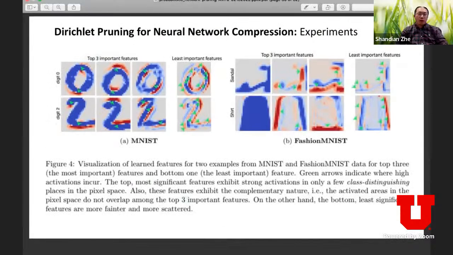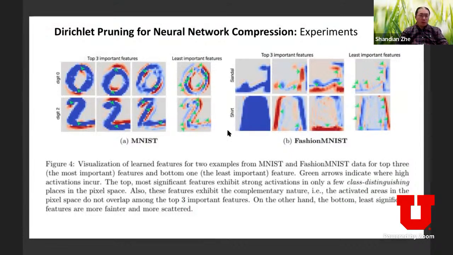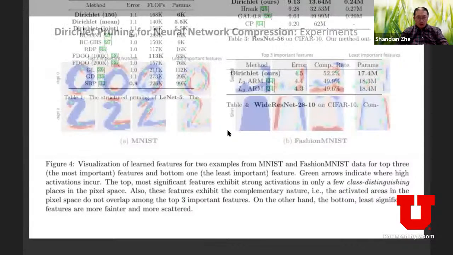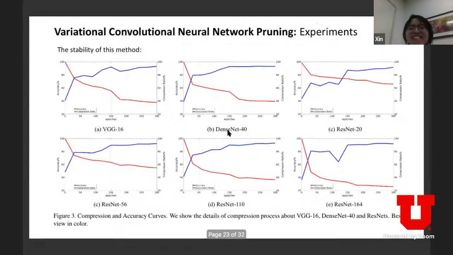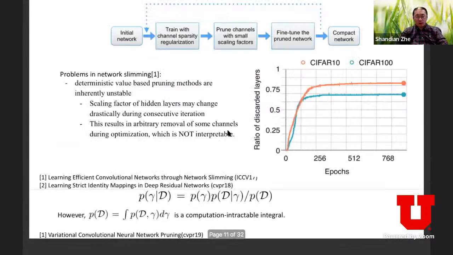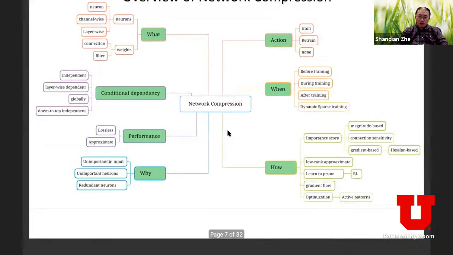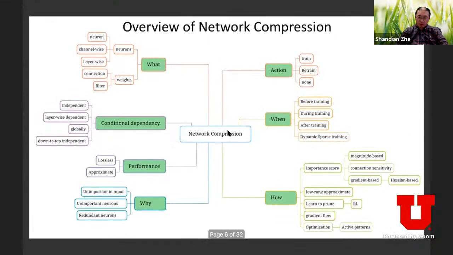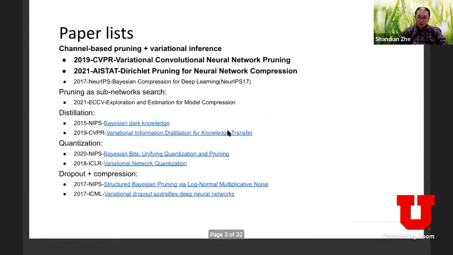Okay. I think Xin, next Monday you're going to present the remaining few papers you just mentioned. Okay, that will be a lot. Yeah, we can discuss a little bit more about this Dirichlet pruning. At least we need to know what the motivation is for using this Dirichlet distribution.